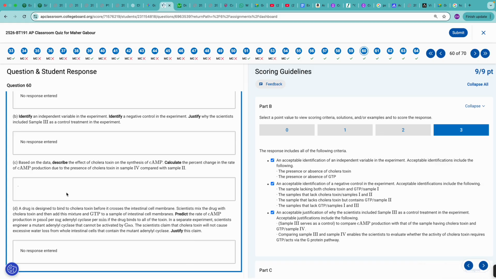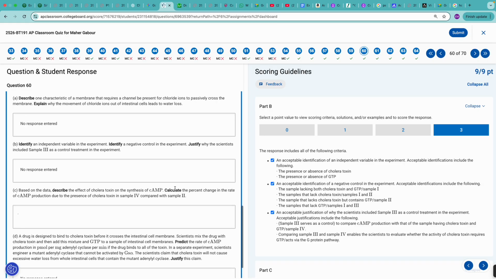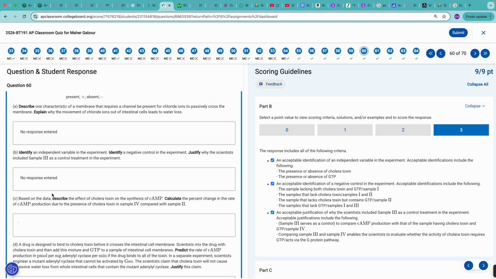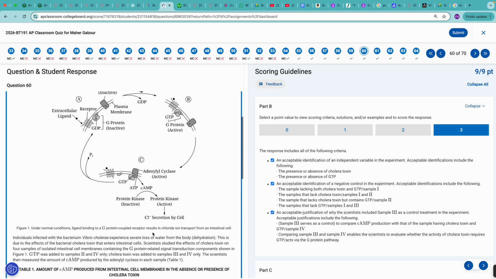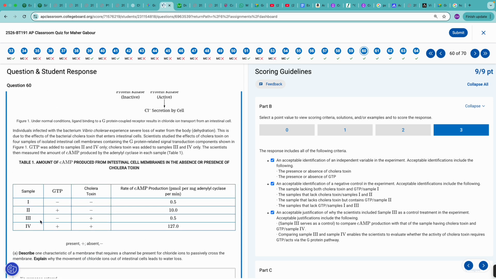Okay guys, so I just realized that I'm stupid. They're not asking why sample 3 is the control. They're asking why the scientists use sample 3 as one of the controls. Basically, they used sample 3 as one of the controls to compare it. So look here, sample 3, what does it have in common with any of these samples? It doesn't have GTP, just like sample 1, okay? But sample 1 doesn't have cholera toxin.